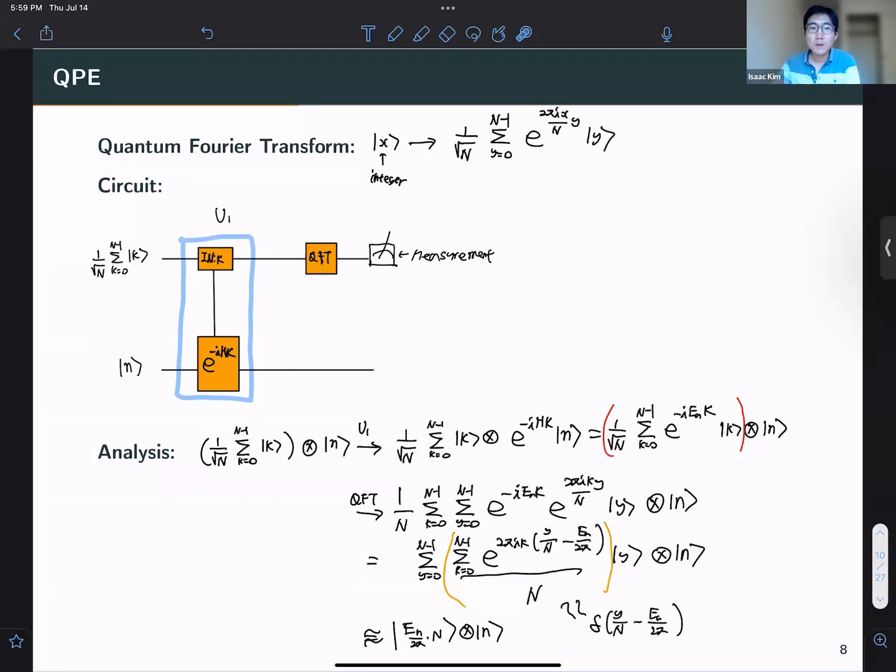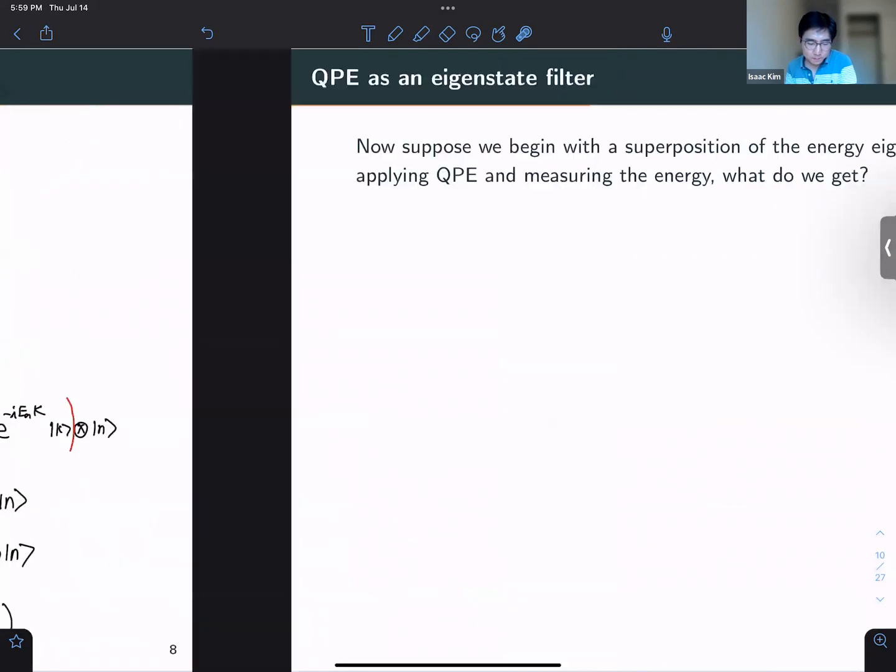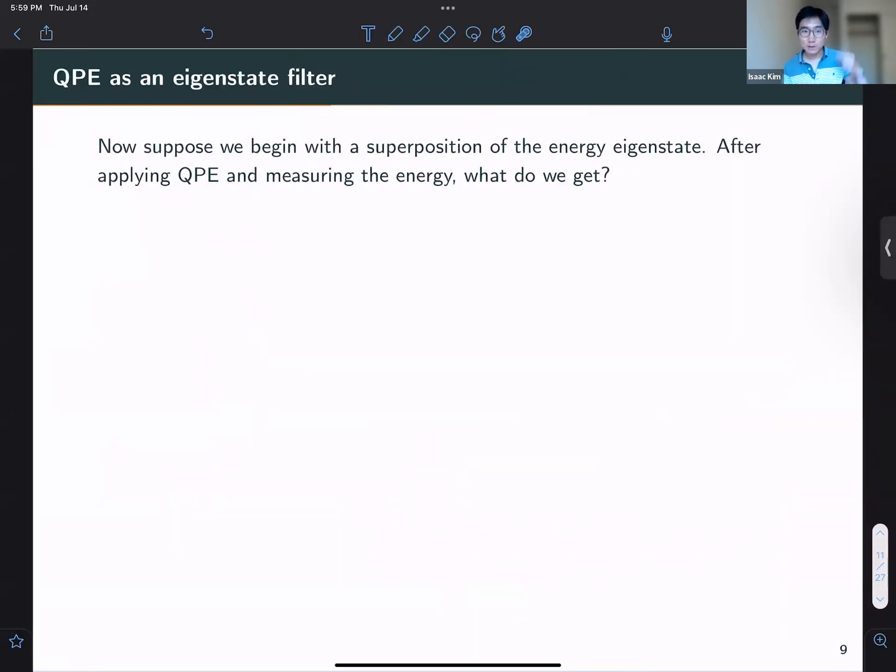Any other questions? If not, I will move on to another aspect of quantum phase estimation. So what is the main lesson so far? We had a simple circuit called quantum phase estimation, and that circuit allowed us to estimate the eigenenergy if we are given an energy eigenstate. But there's another way to view quantum phase estimation, and we can view it as an eigenstate filter. So what do I mean by that?